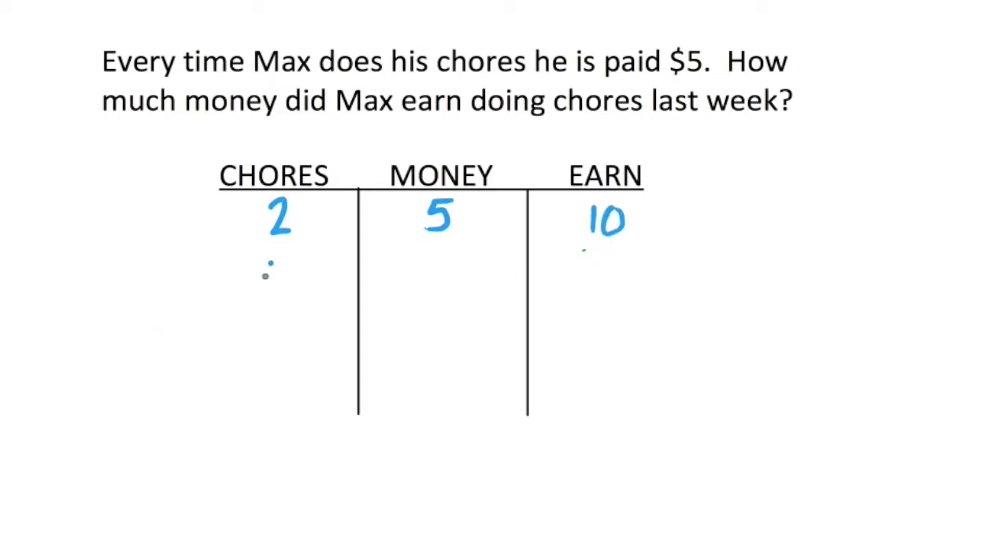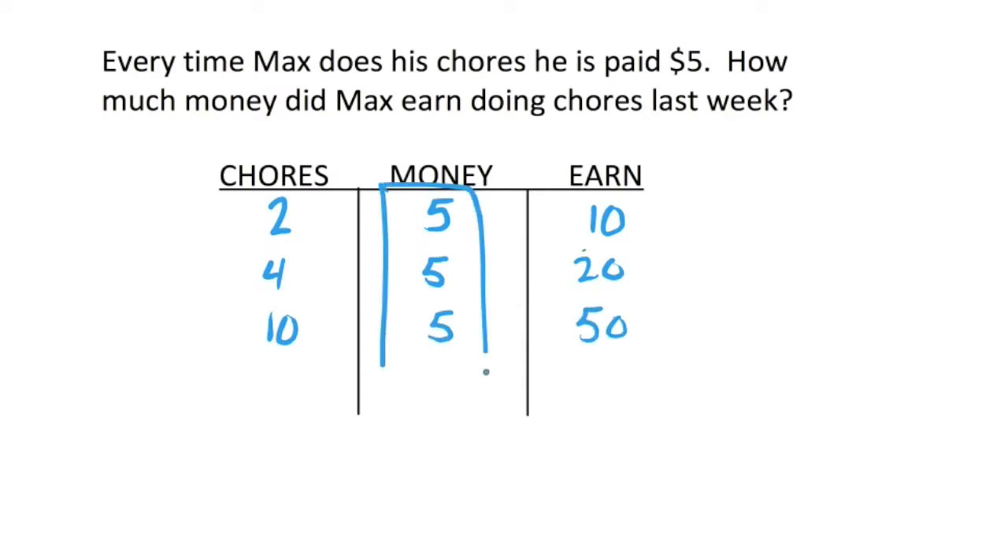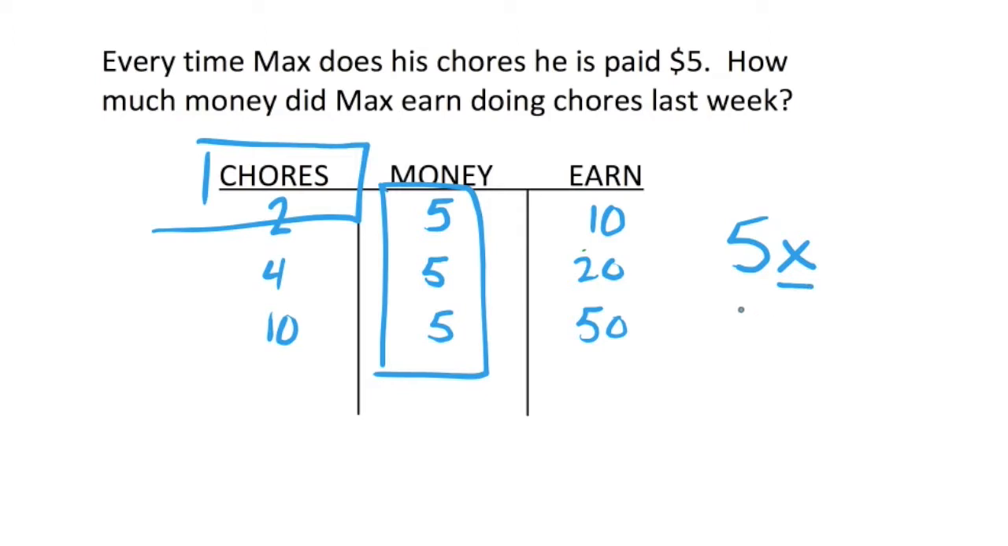Let's say he did his chores 4 times. Times 5 would equal $20. How about if he did his chores 10 times? That's 10 times 5 equaling $50. As you see here, our money never changes. It's always 5. Right? However, the number of chores we did changed all the time. That's why we use a variable instead of a number, like x. Okay? 5 times the number of times he did his chores. Right? So x is our variable.